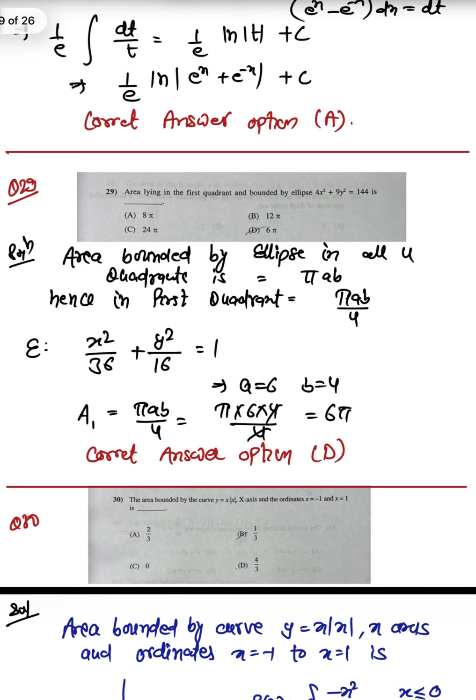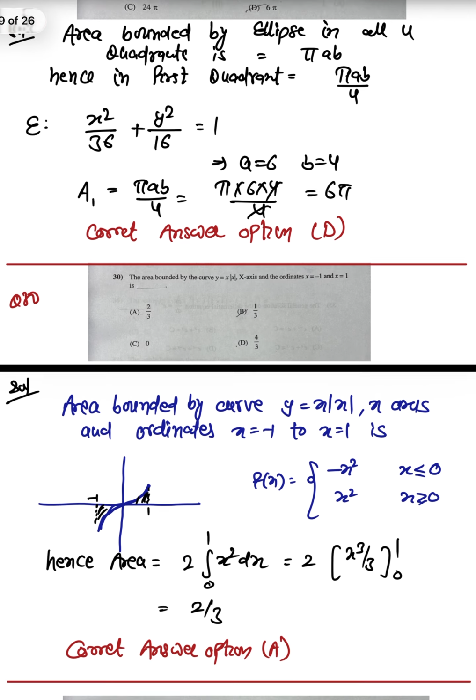29. The area of ellipse it is asking. So we have converted into standard form x square by 36 plus y square by 16 is 1 and area of ellipse is pi ab. So in first quadrant it is pi ab by 4. That's why we are getting 6 pi, which is option D is correct.